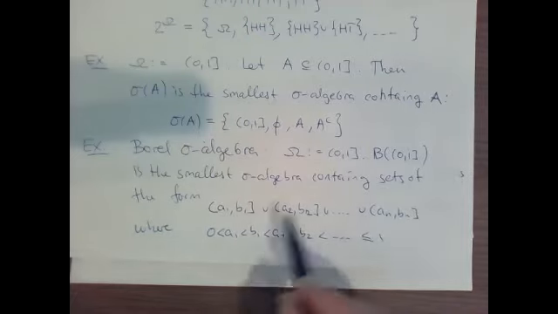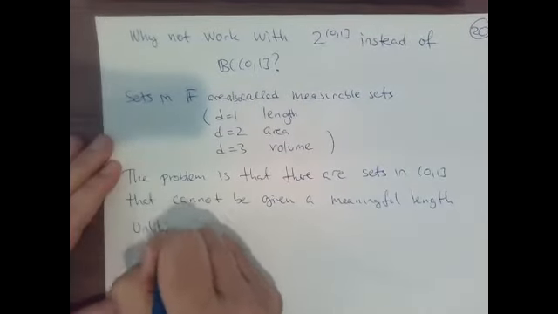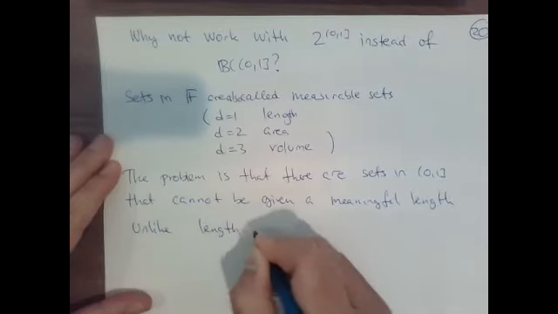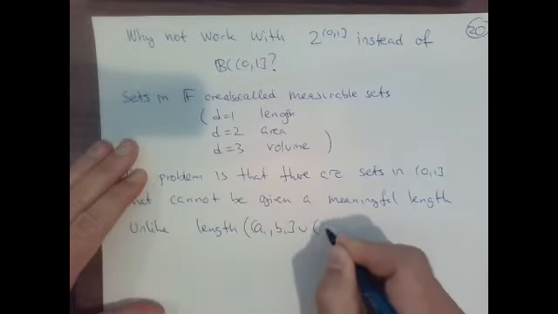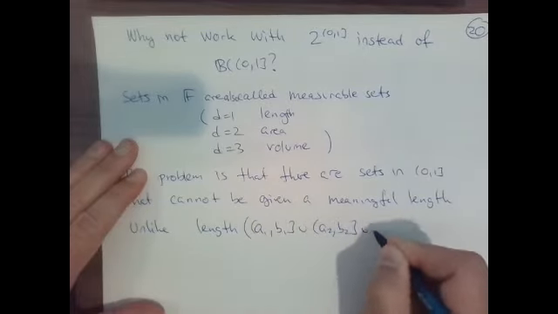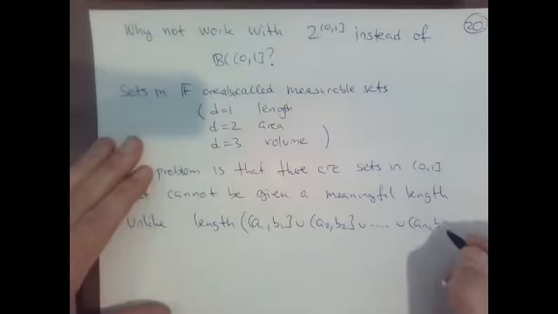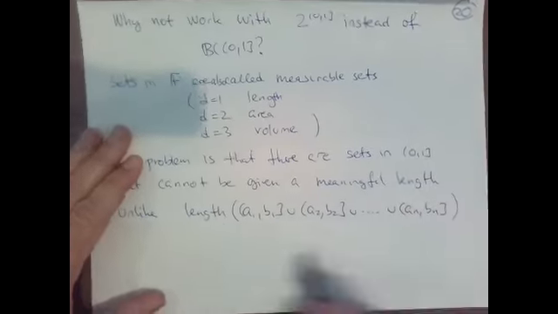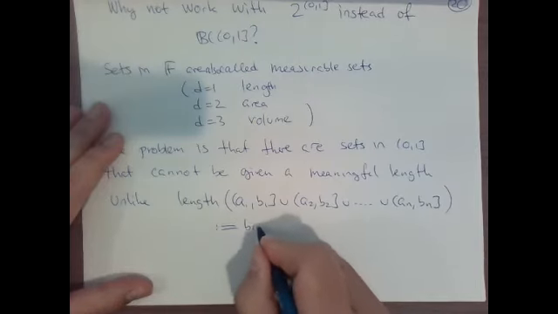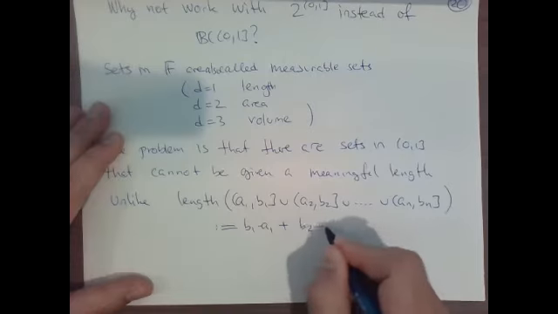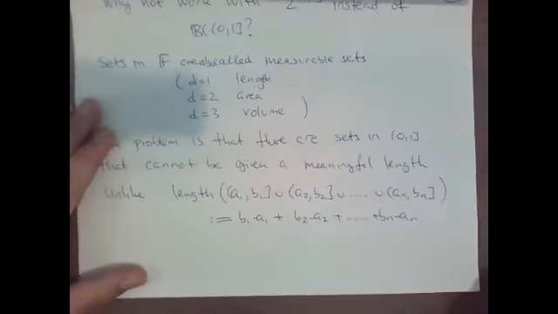If I were to look at the length of A1, B1, union A2, B2, union all the way to An, Bn, and assign a length to such a set, it would be a lot easier. This would just be B1 minus A1 plus B2 minus A2 plus all the way down to Bn minus An.